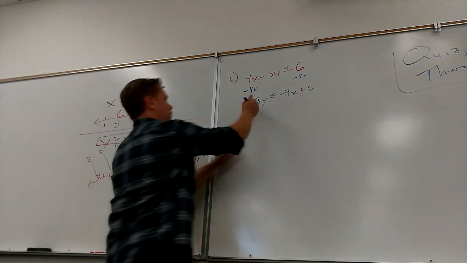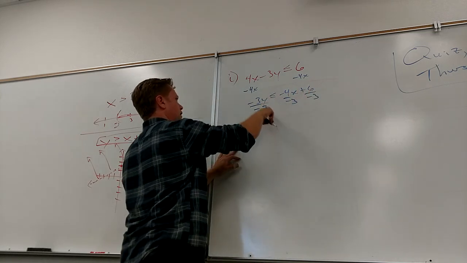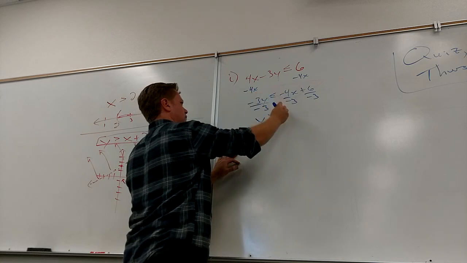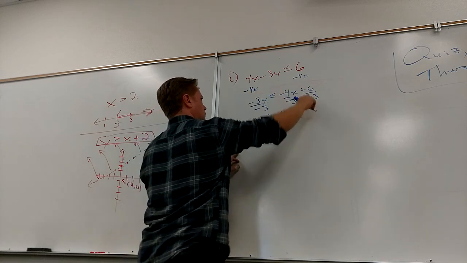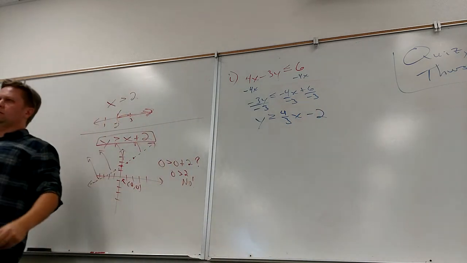Divide by -3. Flip the sign. Flip that sign because I divided by a negative. Yeah, the negatives cancel. So now I can see the slope and the y-intercept.